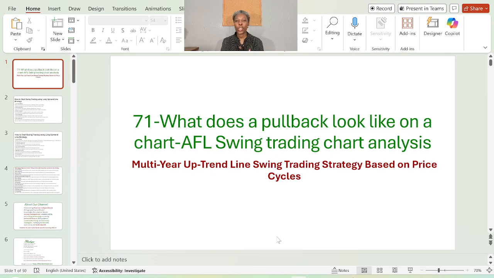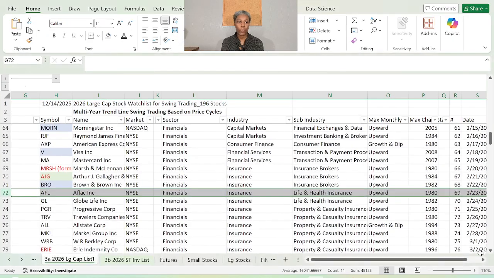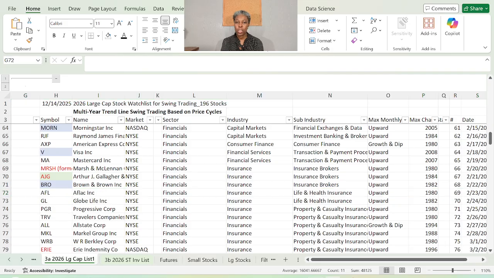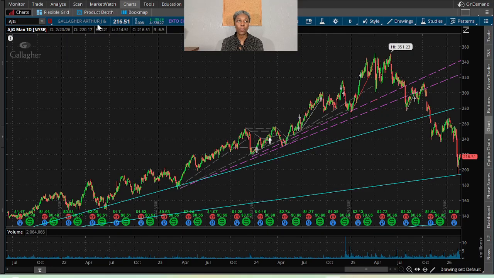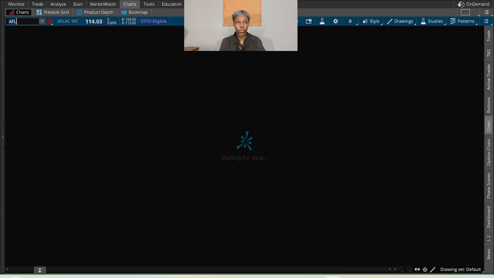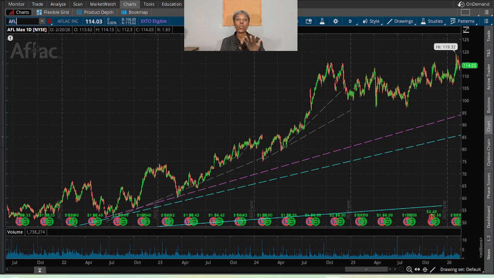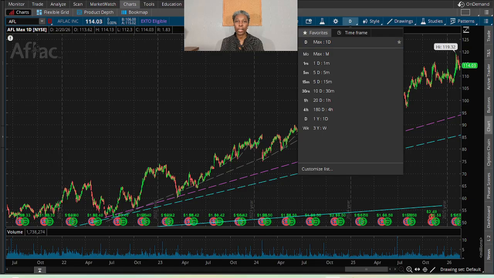Hello, what does a pullback look like on a chart? We are going to take an example. Today is February 23, 2026, and we are going to analyze AFL. Using the Think or Swim platform, we are going to pull up AFL to find a pullback on it. We are using the maximum daily chart here.